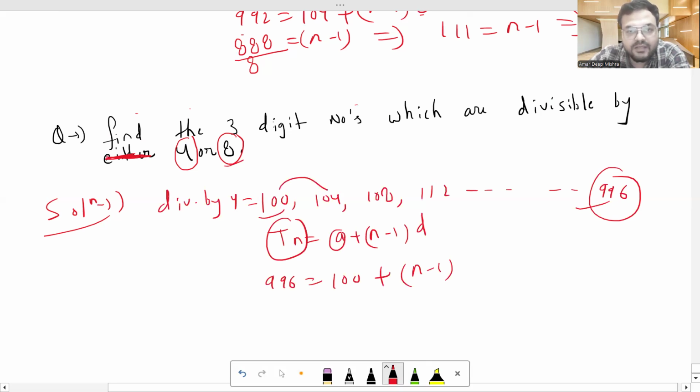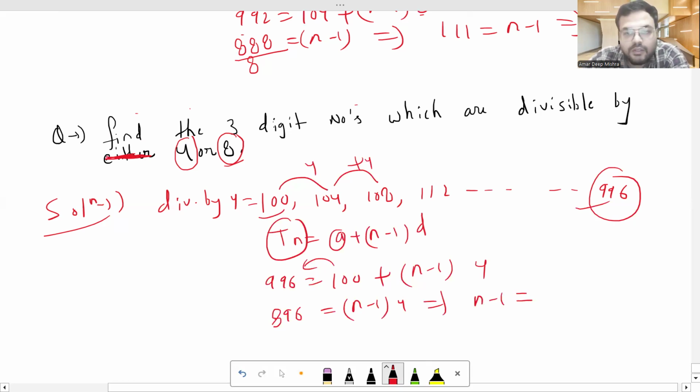What is the common difference here? 4. 100 plus 4, 104, 104 plus 4, 108, and so on. So this will go here. It will become 896 equals n minus 1 into 4. So from here, you can say n minus 1 will be equal to 224. So the n value will be 225.